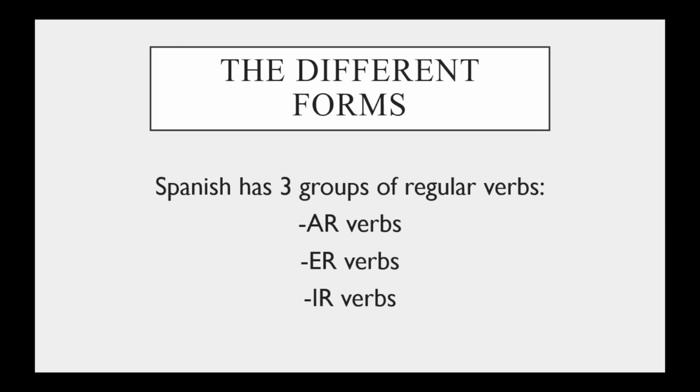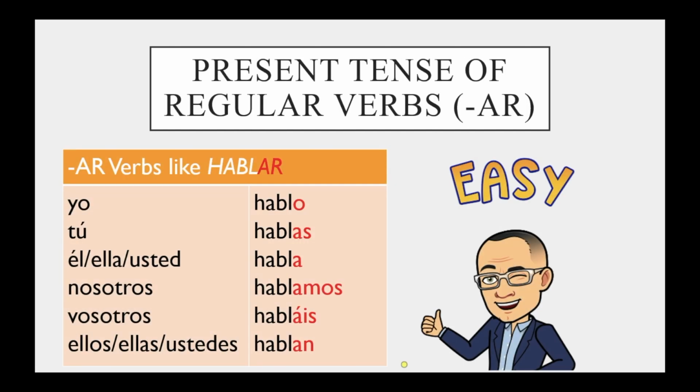There are three groups of regular verbs in Spanish: the AR verbs, the ER verbs, and the IR verbs. Let's start with the AR verbs like hablar. As you can see, we remove the AR at the end of hablar and we add the endings of AR verbs in the present tense for each person.